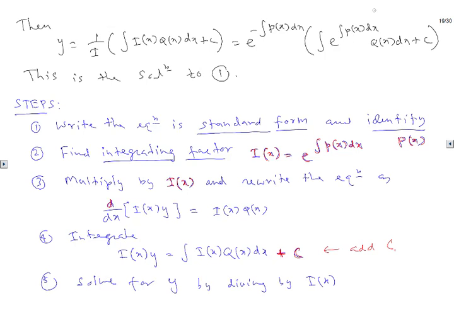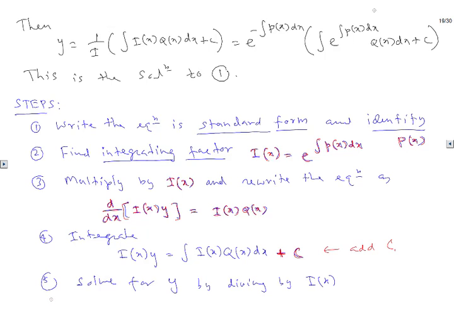Then we write the left-hand side of the differential equation in this form. That is always the case: it's always I(x) times y, derivative of this, and the other side is simply I(x) times Q(x). Then you integrate both sides. The derivative cancels out and you get I(x) y on the other side. Then you can divide by I(x) to solve for y.